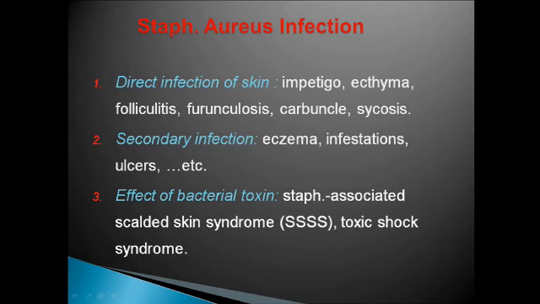Now some of the effects are due to direct inoculation of the bacteria into the skin, and some of the effects are due to the toxins produced by the bacteria, as you all have studied in microbiology. That is Staphylococcal scalded skin syndrome and toxic shock syndrome. Staphylococcal scalded skin syndrome, or SSSS, and toxic shock syndrome are nothing but infections caused by the toxin produced by the bacteria. There are usually exotoxins and endotoxins, and in these conditions it is usually the toxins produced that cause these manifestations.